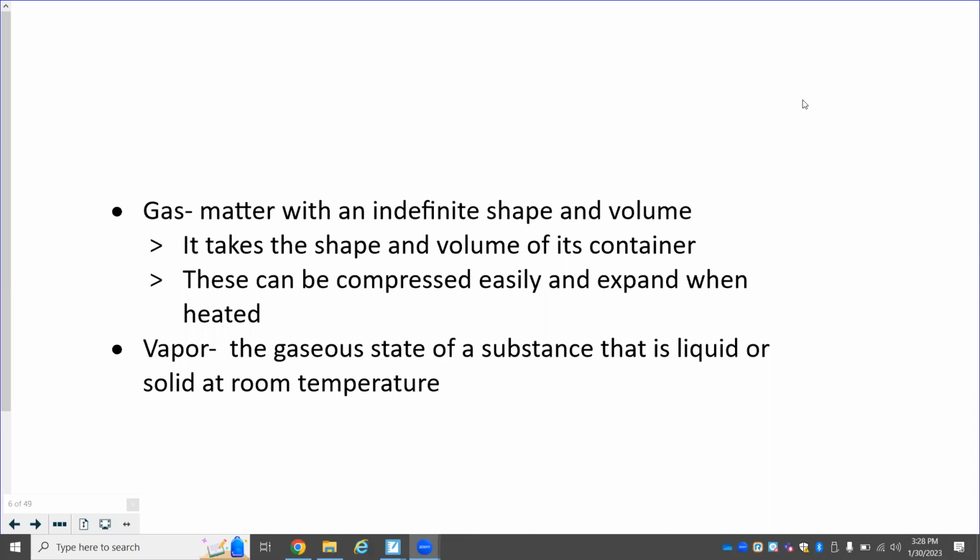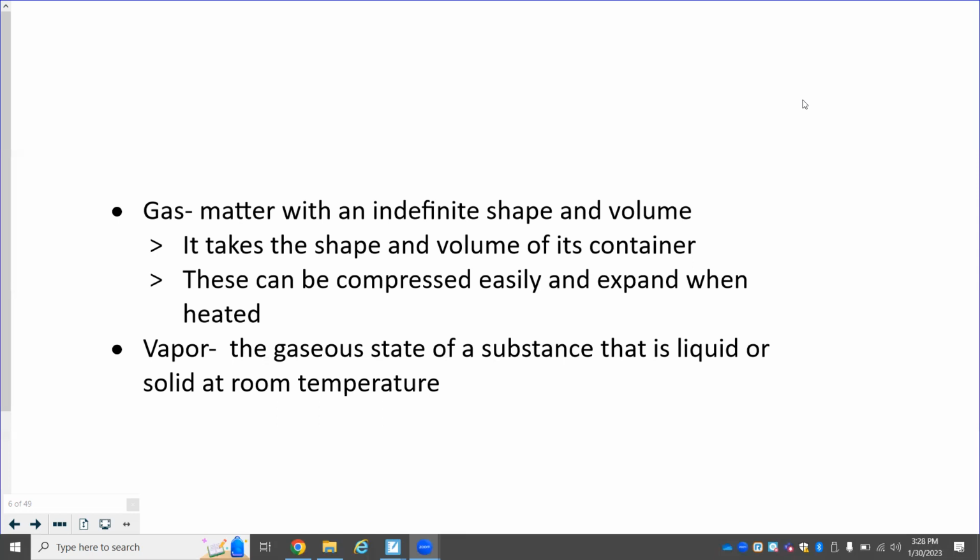All right, so then our third state of matter is going to be a gas. Gas is matter that has an indefinite shape and an indefinite volume. So both the shape and volume can change. With gases, it will take the shape and volume of its container. It will take the shape of the container, similar to the liquid, but the gas will completely fill the volume of the container, whereas the liquid couldn't change its volume.